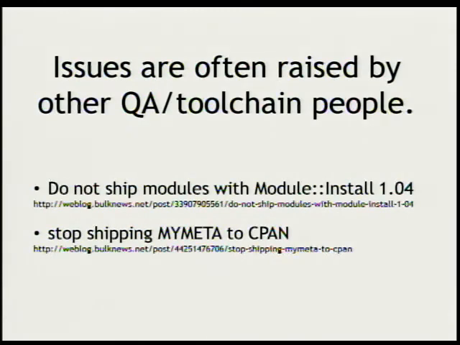And issues are often raised by other QA people. For example, do not ship modules with Module::Install 1.04 because this module is broken, so you shouldn't use it. Or stop shipping MYMETA. This MYMETA information is only for a local distribution, so don't put this file on CPAN. Both were reported by Miyagawa-san.